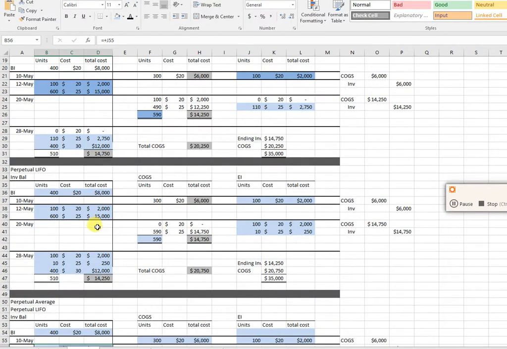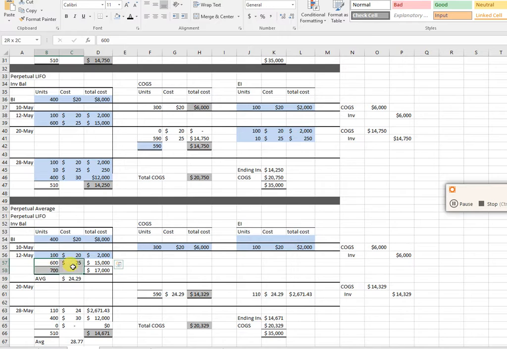And I purchased up here, hopefully you printed this out, 600 at 25. So whenever I have a purchase, I need to figure out a new average cost. So I add my 600 at 25. So I have a total cost of 17,000 divided by a total number of units of 700. So 17,000 divided by 700 is 24.29. I no longer have $20 and $25 units. I only have 24.29. So I have 700 units that cost 24.29, for a total of $17,000.